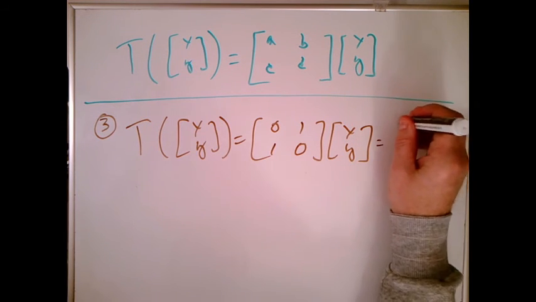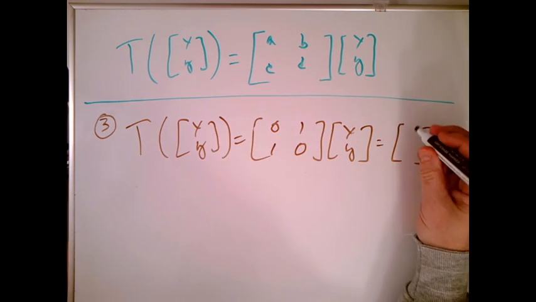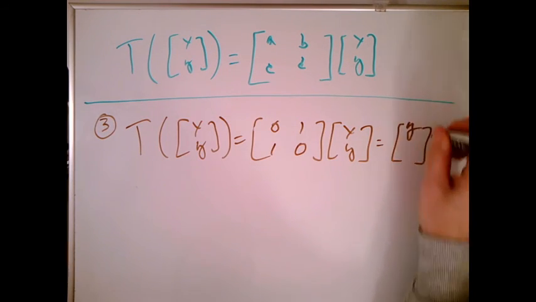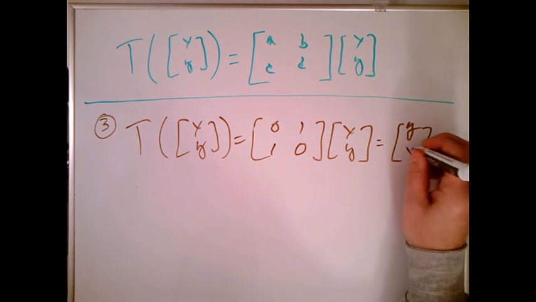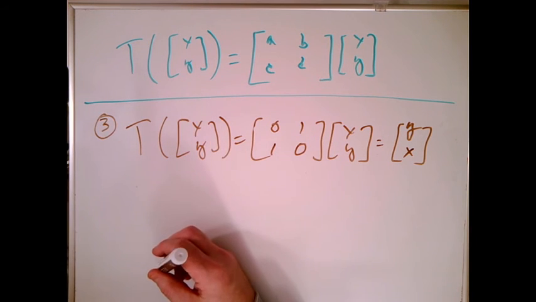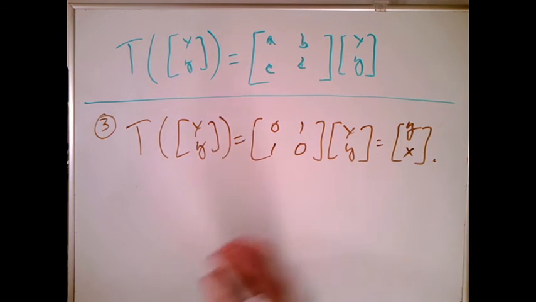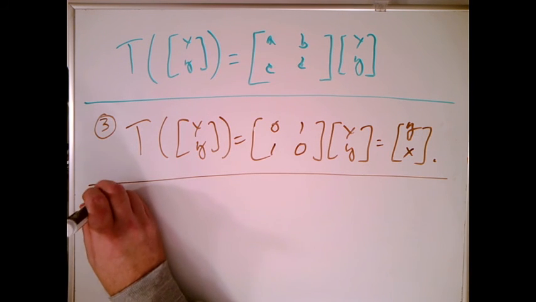But this is a little bit interesting. I'm going to get 0 times x plus 1 times y, so the y goes up here. And I get x, 1 times x plus 0 times y, that's x over here. And this is the linear transformation that just switches the x and y components of the vector. That's not so bad.